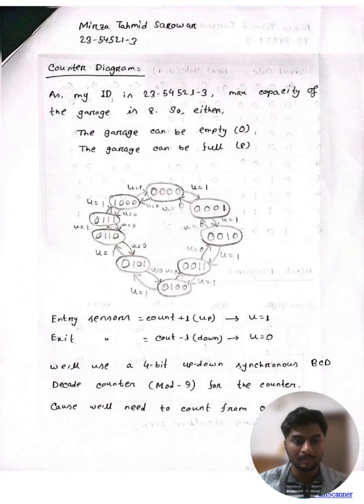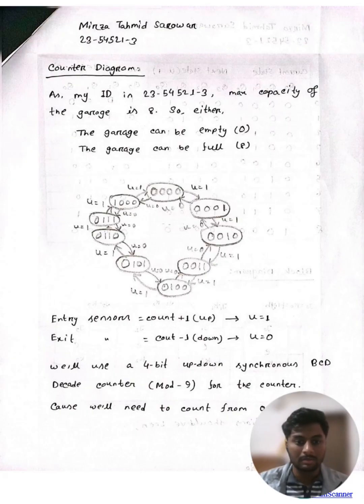Now let's talk about our counter. Why did I use a 4-bit synchronous up-down counter? It is mainly used to keep track of the number of parked cars. The entry sensor provides the count-up signal, and the exit sensor provides the count-down signal. Since the counter is synchronous, all bits change at the same clock edge, which ensures stable and glitch-free operation.